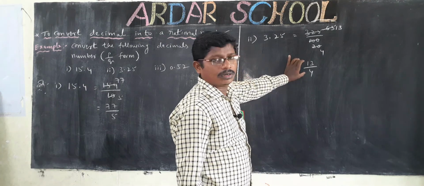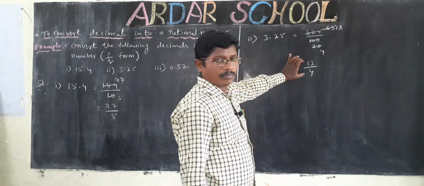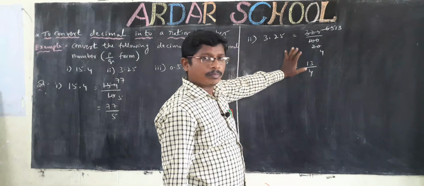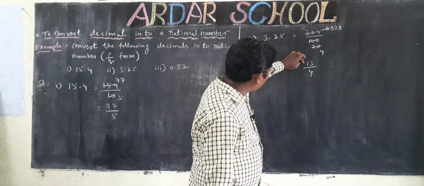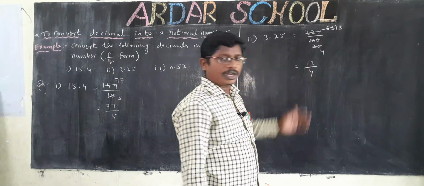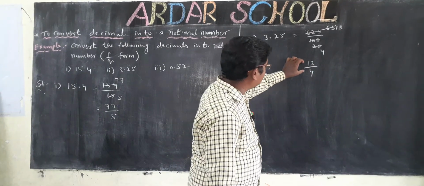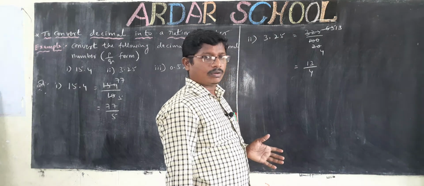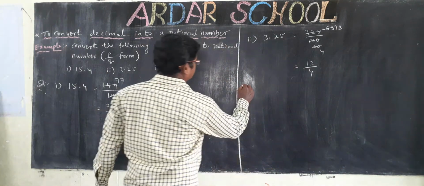That is a rational number. So 13 by 4 is a rational number. Why? Because it is in the form of P by Q, where 13 and 4 are integers and Q is not equal to 0, 4 is not equal to 0. That's why 13 by 4 is a rational number. Next, the third sum.